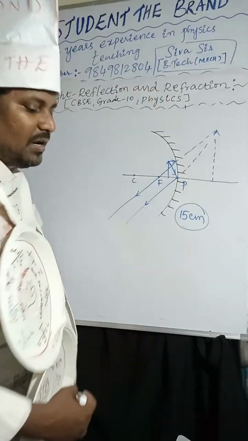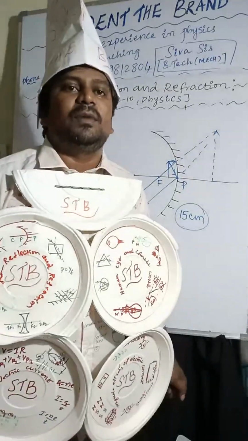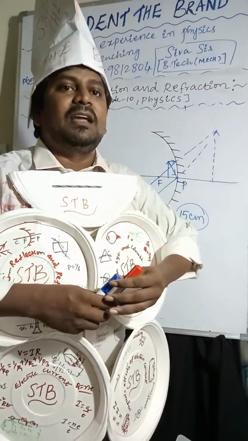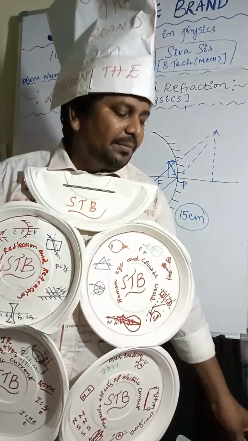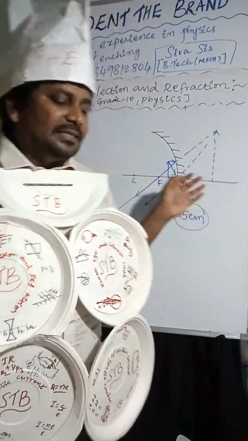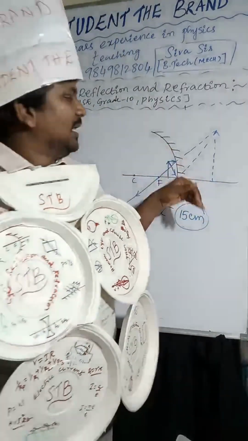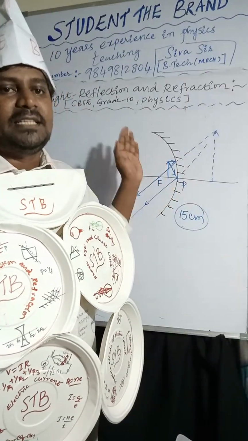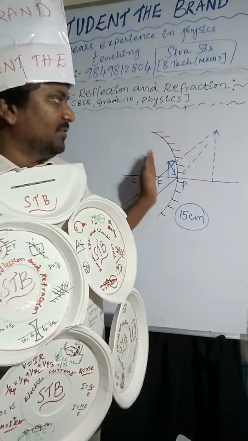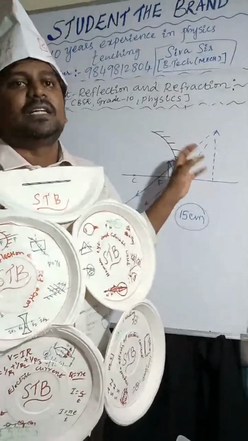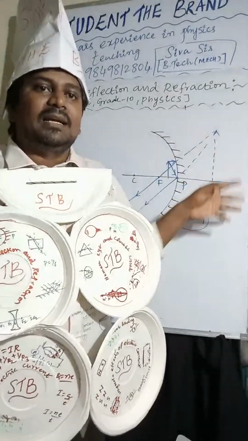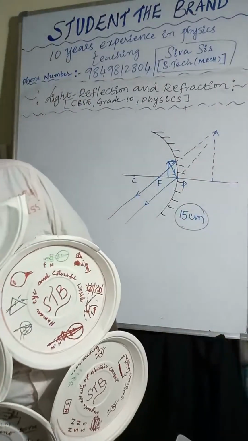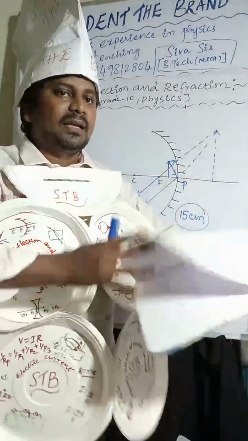In concave mirror, focal length is given 15 centimeter. So where do we have to place the object to get erect and enlarged image? Object must be placed less than 15. If you place it there, the image will form behind the mirror. What is the nature of the image? Virtual, erect and enlarged. That is the case. Next one.